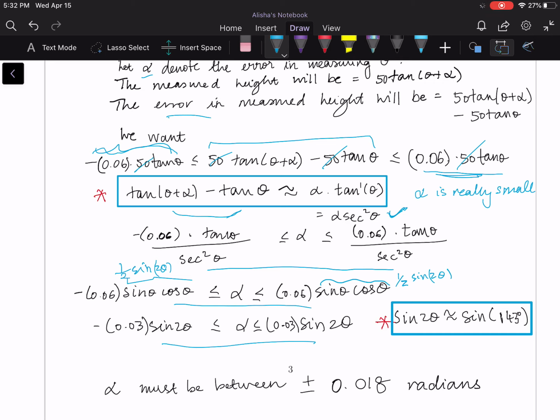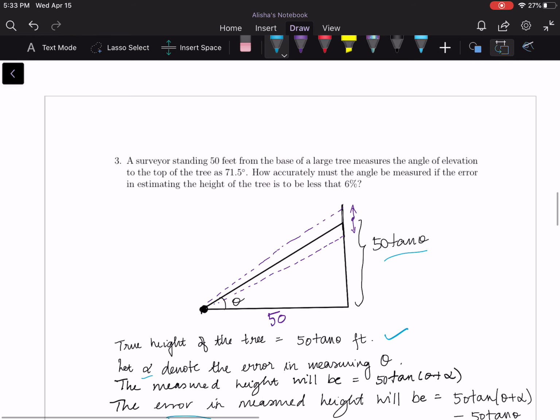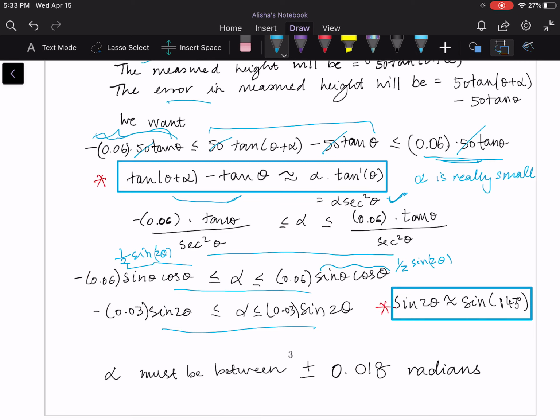The next hint I'm going to give you is that we're going to approximate sine 2 theta, where theta is the true angle, by sine of twice the angle that the surveyor measured. We're going to approximate sine of 2 times the true angle with sine 143. Then you can just plug in, and your calculator is going to tell you that alpha must be between plus or minus 0.018 radians. And that's that. That was super annoying, but hopefully this explanation makes some amount of sense.